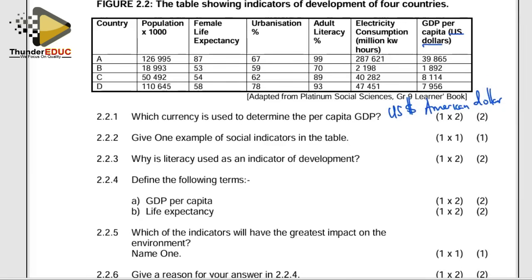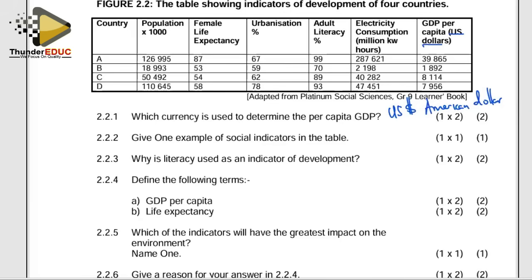Give one example of a social indicator in the table. Right, when I'm looking at the indicators and the question is asking you to identify a social indicator. Social, it looks at the people themselves, how the society is like. Things like education, they are social indicators. Things like life expectancy, they are social indicators. Things like literacy, they are indicators. Things like mortality, they are social indicators. They relate to the people directly, how the people live.